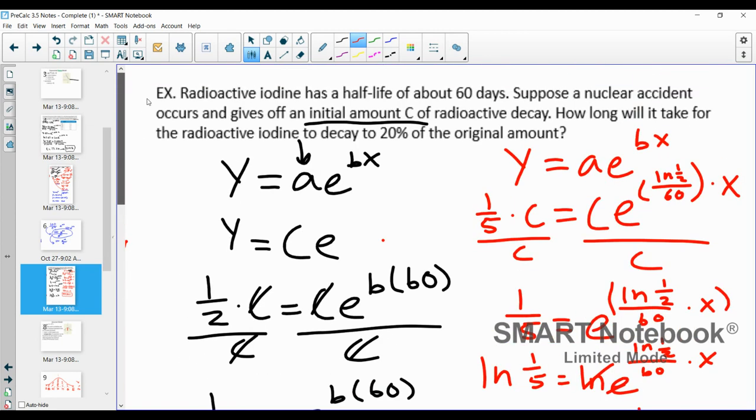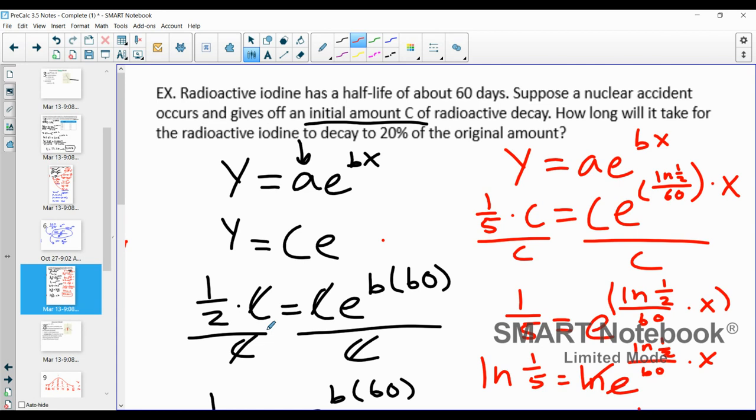Now, when you read a problem like this, just make sure you try your best to take out the information that's available. So radioactive iodine has a half-life, which means that the initial amount gets cut in half at about 60 days. So suppose a nuclear accident occurs and gives off an initial amount of C of radioactive decay. So a couple big things. Initial amount of C. So we do know our A value is really represented by C. We have a time of 60 days, so our x can be 60. And we know a half-life means that after 60 days, your C value is cut in half. And so you can start plugging in like I did in solving.